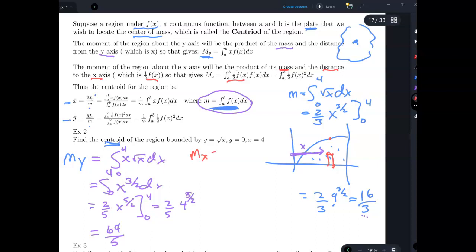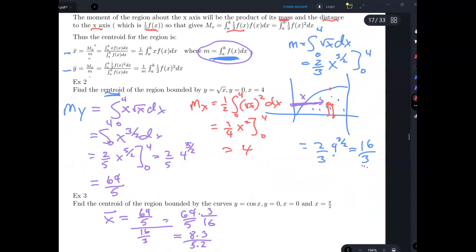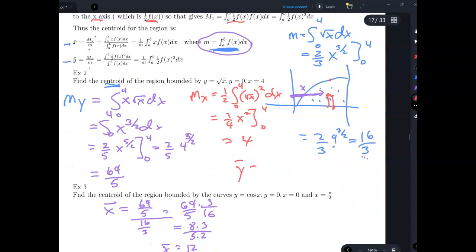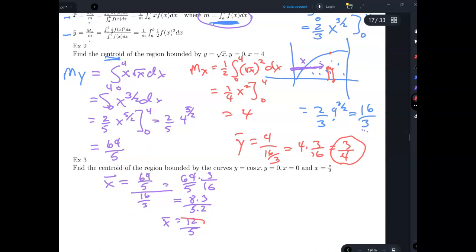So the m sub x turns out to be 1/2 the function squared, and then from 0 to 4. So this just turns into x. So I get 1/4 x squared over 2, and then between 0 and 4, so I get 4. So that's the m sub x. So that means that my y bar is going to be 4 divided by 16/3, or 4 times 3/16. So I end up getting 3/4. So my x bar, y bar, there's my y bar, and there's my x bar.